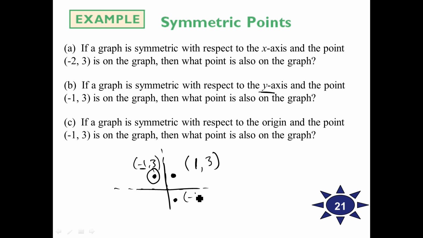So we're down here. So -1, -3, sorry, +1, the opposite of -1. 1, -3 would be the point that would be on it if we were symmetric with respect to the origin. All right, take all that in and see if you can try problem 21.